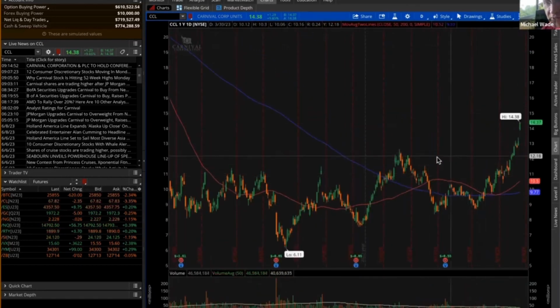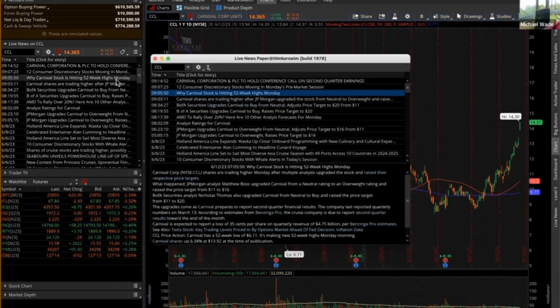Where? I would say right here. 13 is as close as I'd want to get. Let's check the news real quick here. Okay, it's hitting its 52-week high. Bank of America has also upgraded Carnival Cruise Lines to a buy. JP Morgan, the same. JP Morgan overweight. So Bank of America and JP Morgan are all over all the cruise lines, lifting them up.